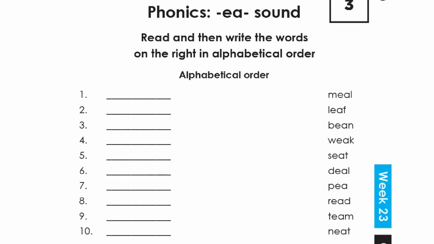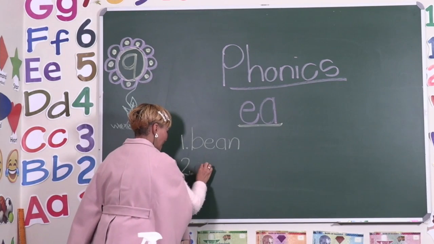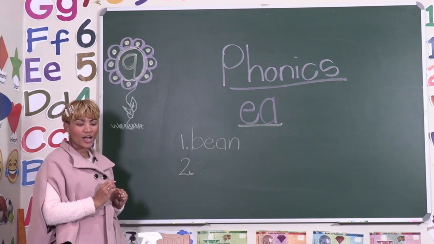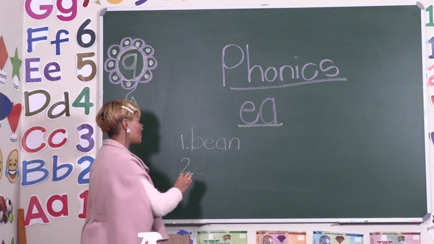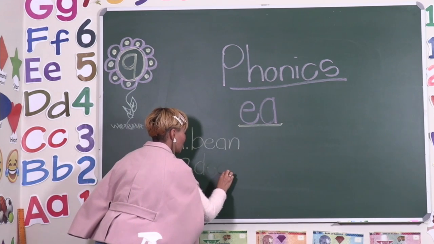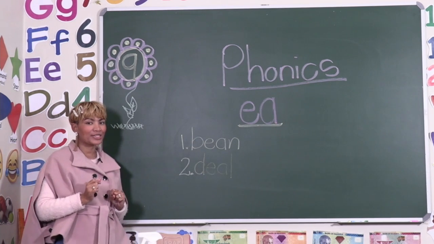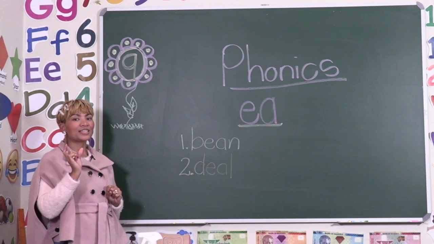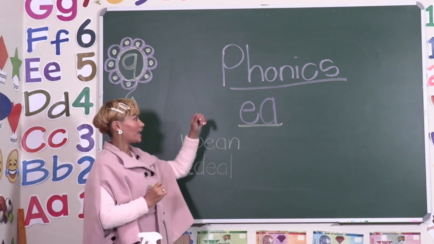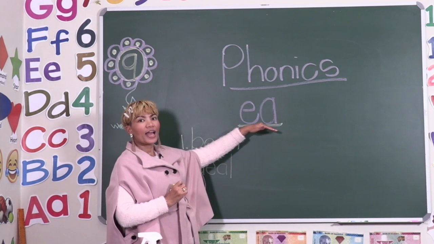No, I don't see any word that starts with the letter C. Let's move on. Do we have a word that starts with the letter D? Excellent. Yes, we have a word that starts with the letter D, and that is going to be our second word. So, the word that starts with the letter D is the word deal. Remember, all the words have the sound E in them, and this E sound consists of the letter E and the letter A.